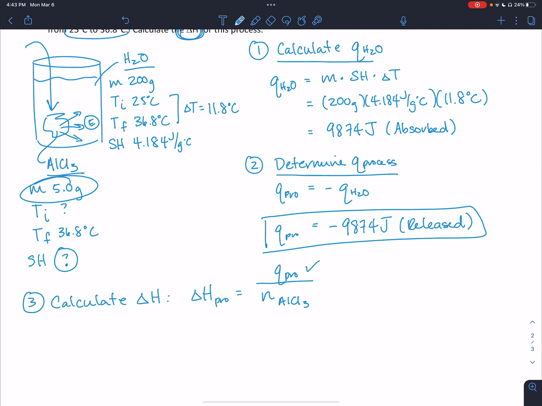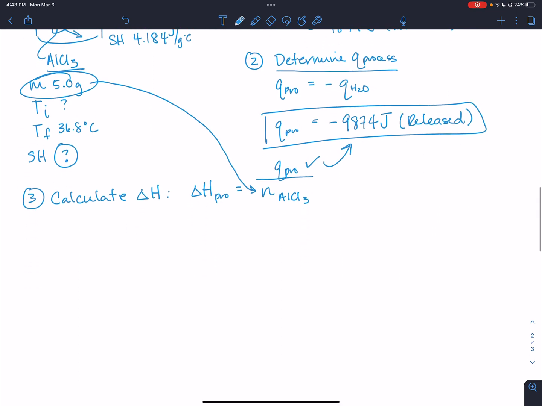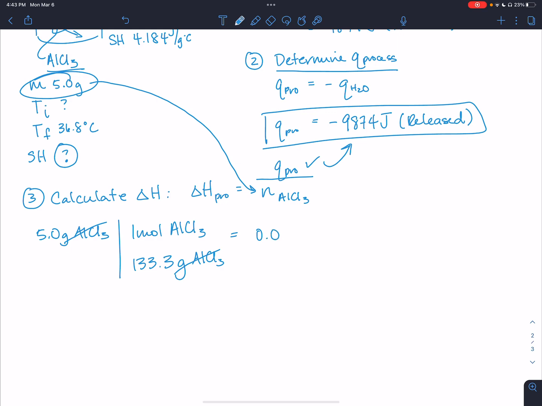I know this number, I have it right here, and the moles of AlCl3 I can calculate if I use my grams. So I'm going to come down below and say, well, if I have 5 grams of AlCl3, then I can use its molar mass to calculate the moles. So 1 mole of AlCl3 has a molar mass of 133.3 grams. The grams are going to cancel. I plug this into my calculator and I find that I have 0.0375 moles of AlCl3.